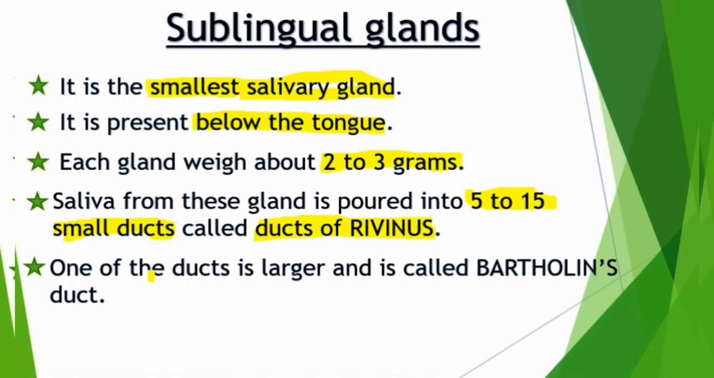The next point is that from this sublingual gland, 5 to 15 small ducts arise. These small ducts are called the ducts of Rivinus. One larger duct also arises from this sublingual gland. This larger duct is normally called Bartholin's duct. So this is the name of the duct. For the small ducts the term Rivinus is used, while for the larger duct the term Bartholin's duct is used.